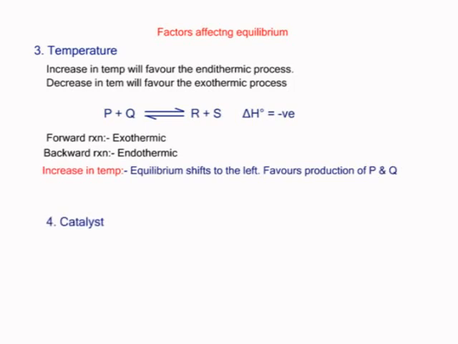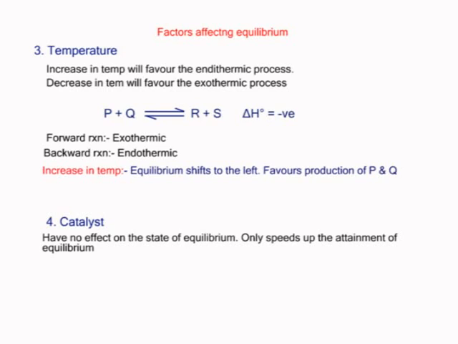Next we have catalyst. Now, catalysts don't have any effect on the state of equilibrium. It only speeds up the attainment of equilibrium.